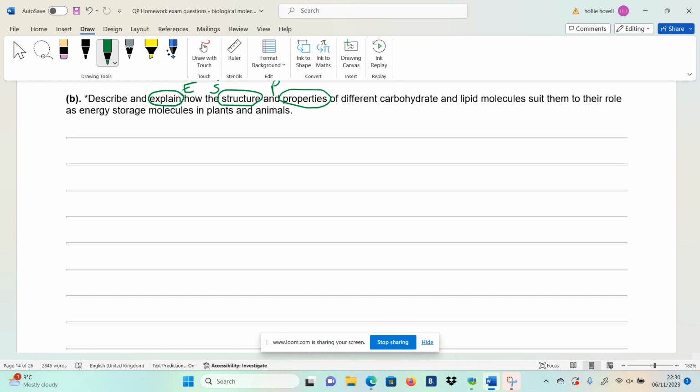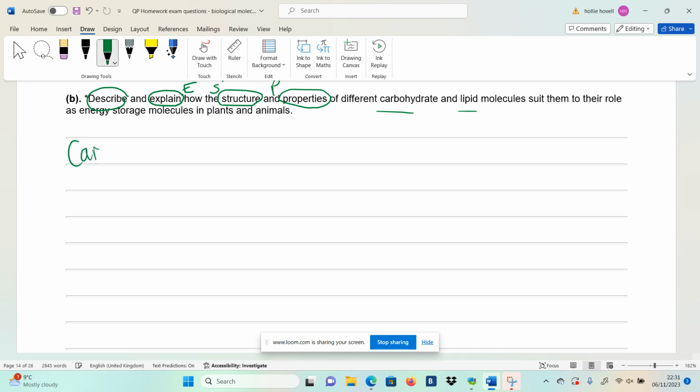So if you've got the mark scheme there, you'll see that in the right-hand column of the mark scheme, it labels the points that you might make S, E, and P, and that's why. So you've got to always break down the question. You would probably have said, right, I've got to describe, I've got to explain, I've got to talk about structure, and I've got to talk about properties. That's probably how you'd have broken it down. And they've actually just identified it as those 3. Now, the other thing is it's asked you, obviously, to talk about carbohydrates and lipids. So make sure you do both of those.